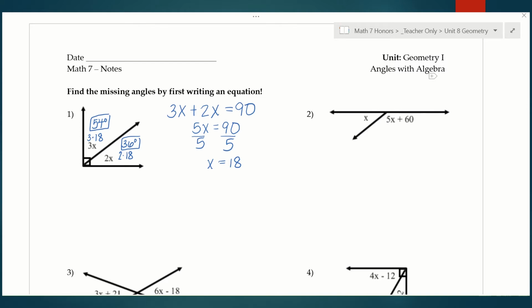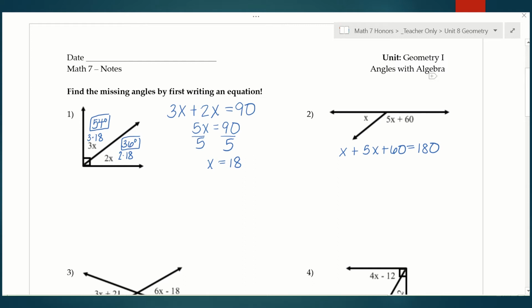Okay, looking at number 2. These two angles are forming a straight angle, which we know is 180 degrees. So this means that these two angles are supplementary. When angles are supplementary, we add them together and they equal 180 degrees. So our equation is going to show exactly that.